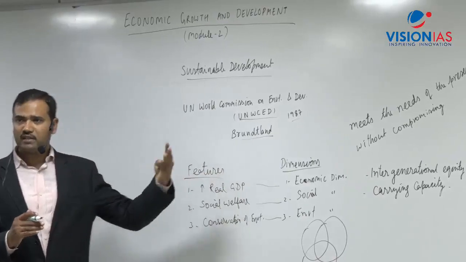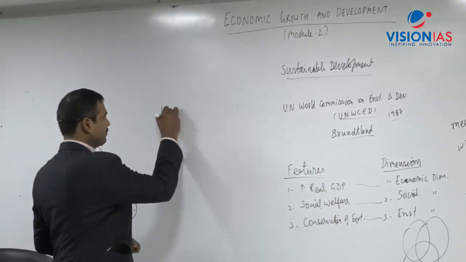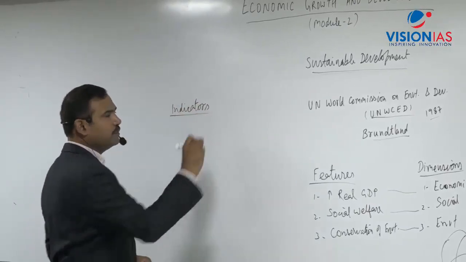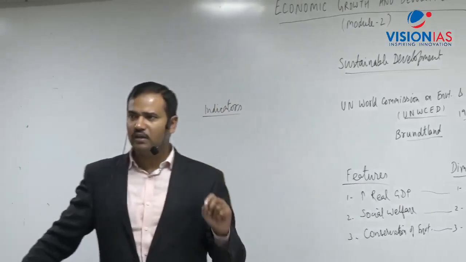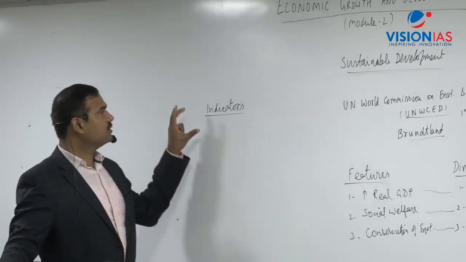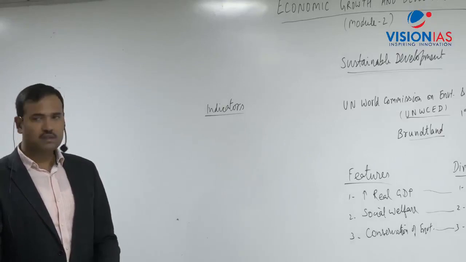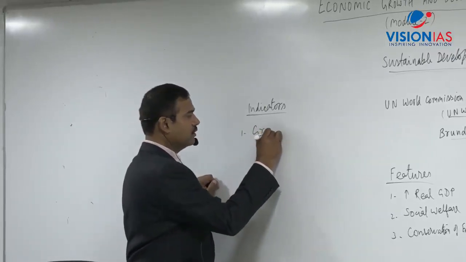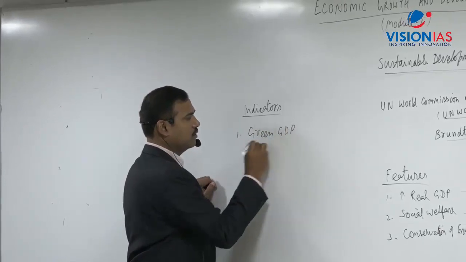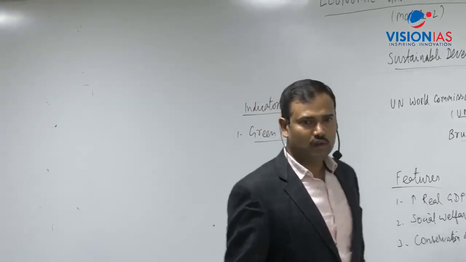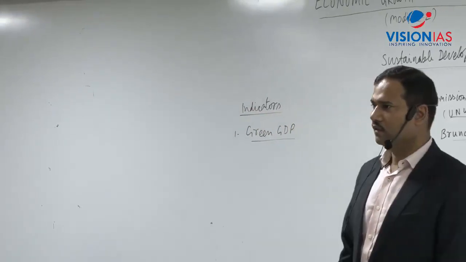Now how do we measure sustainable development? What are the indicators? Just like economic growth, we measure by GDP, real GDP. Economic development, like HDI. So how do we measure sustainable development? So one indicator is green GDP. So what is green GDP?